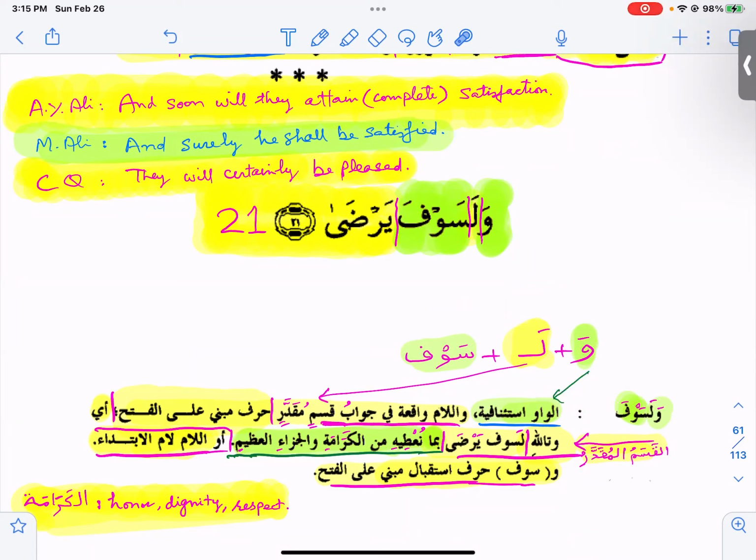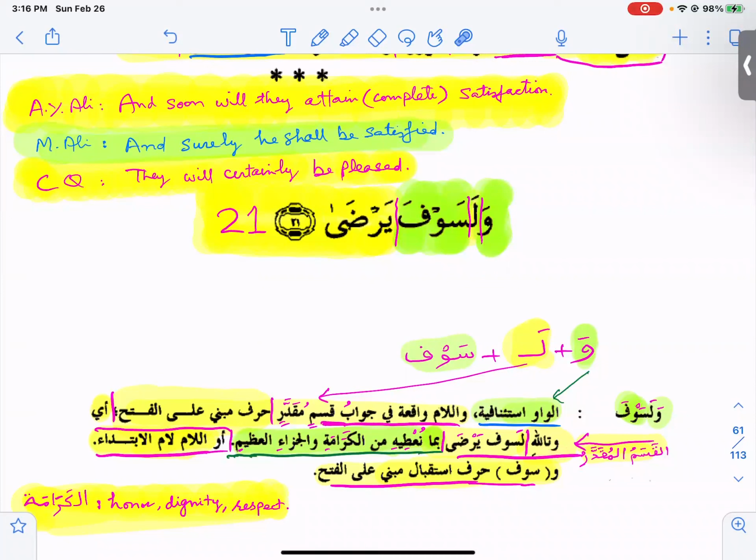Now this is one explanation. Wakiyatun is jawabi qasam. There is an estimated qasam behind that. Wasawfa, harfun mabnun ala fatha. Yes, this is mabnun ala fatha. Wa tallahi, yeah, that is the qasam. Tallahi lasawfa yarda. Qasamun mukaddarun. What is that qasamun mukaddar?